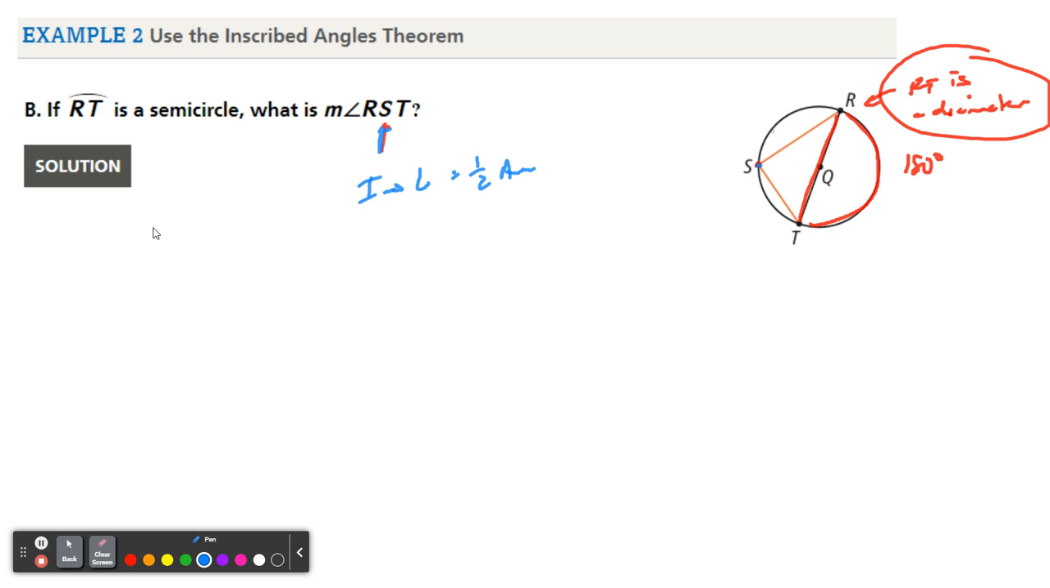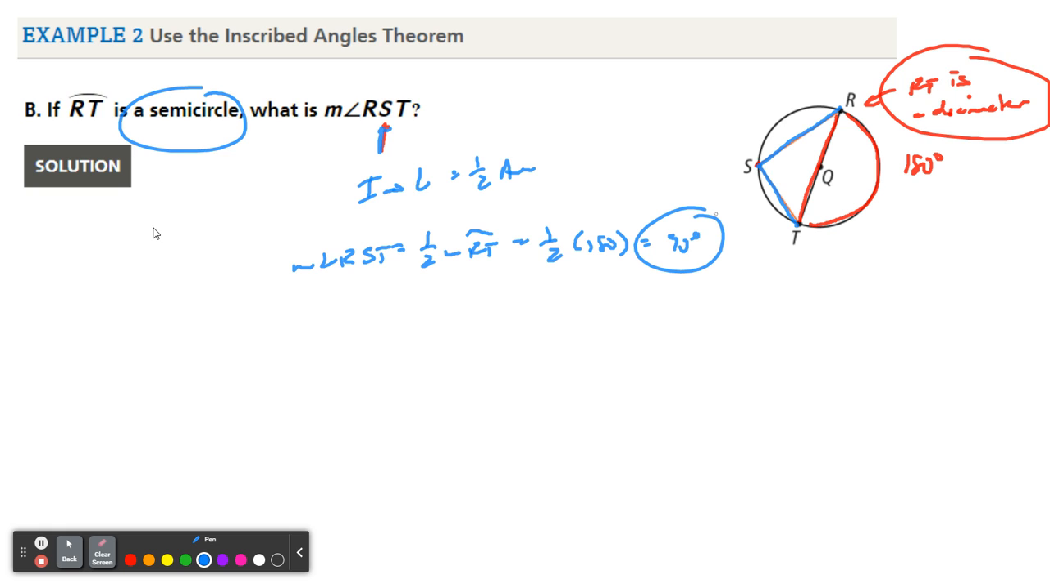Okay. So if we trace, notice that the endpoints of angle RST are the endpoints of a diameter. So therefore, the measure of angle RST is going to be half the measure of arc RT, which is a semicircle, which means it'll be half of 180, which is 90 degrees. And that means that this angle that intercepts a semicircle is going to be a right angle. Okay, and that's going to be another corollary you see.